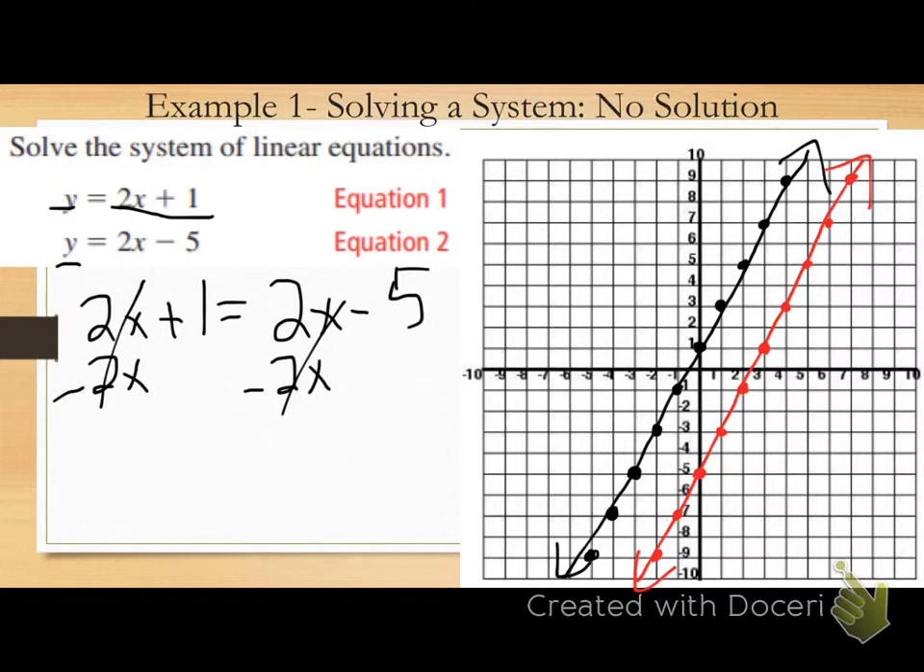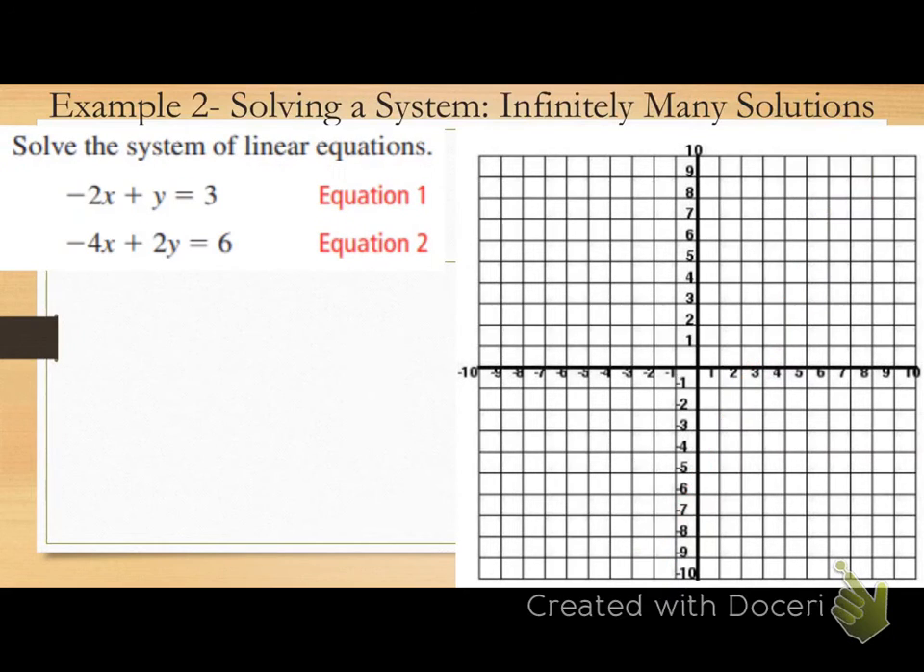What am I left with? 1 equals -5, which is incorrect. True or false statement? False. So once again, no solution. So for substitution, if your variables cancel out on both sides, you're left with a false statement, no solution. Questions on all my methods with no solution? We're good with those. Can I move on?